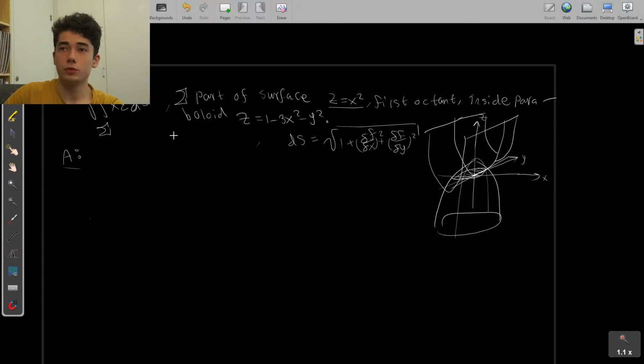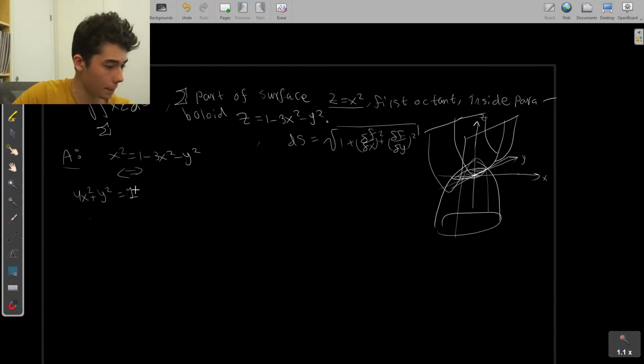So if we substitute this, we can rewrite this as y squared plus 4x squared is equal to 1. I think that's how I did it.